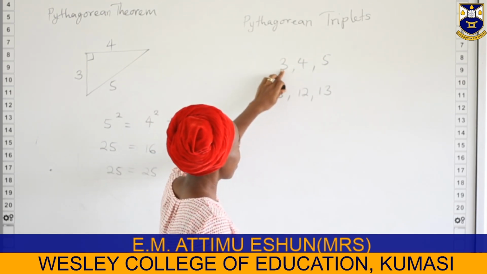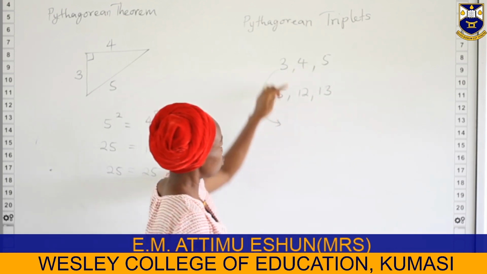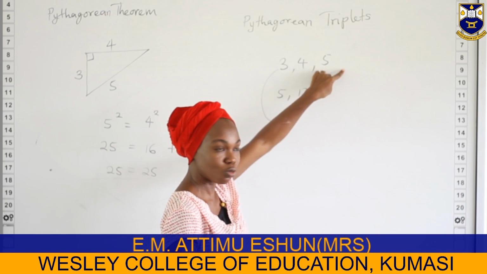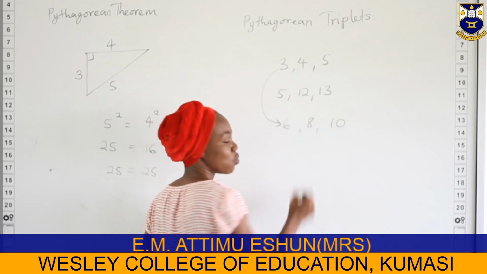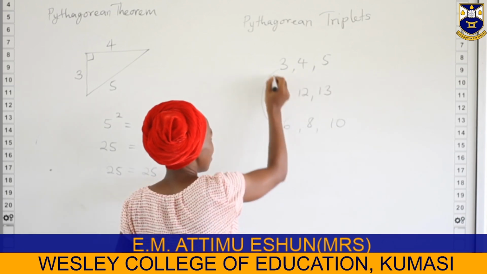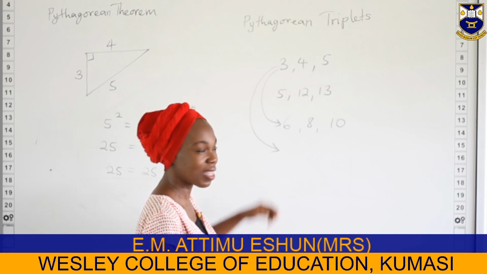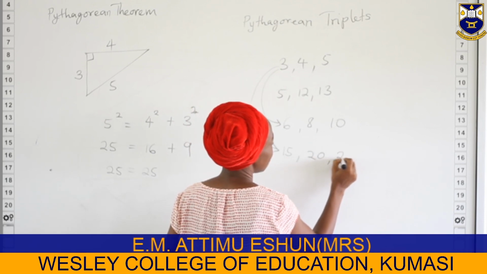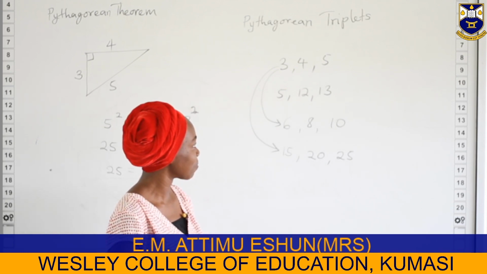For example, any multiple of the first one can give us another triplet. So multiplying each of these values in the triplet by 2, we will have 6, 8, and 10. And that will give us another set of Pythagorean triplets. We can do a similar thing and multiply the numbers by 5. What shall we have in that case? We will have 15, 20, 25. And that will give us another set of Pythagorean triplets.